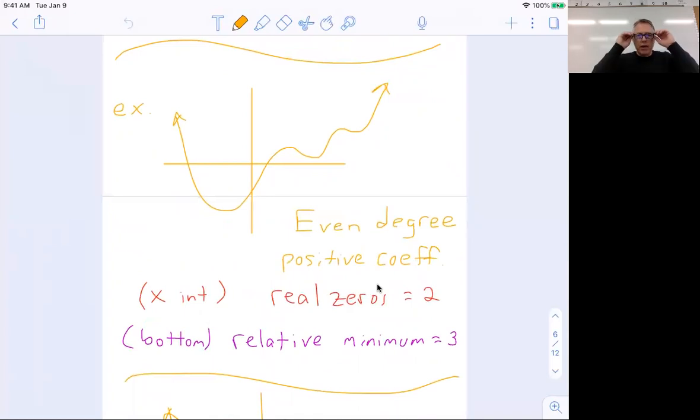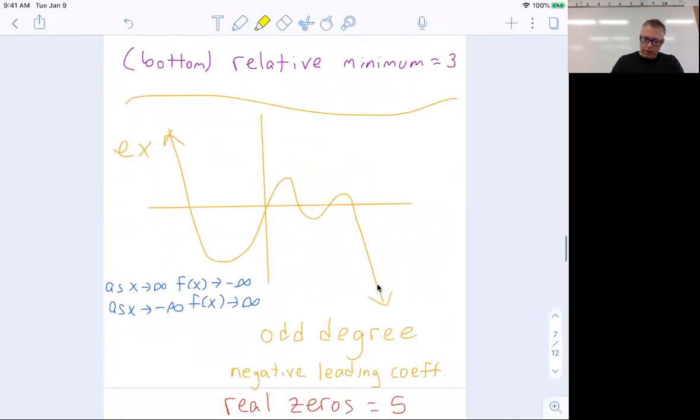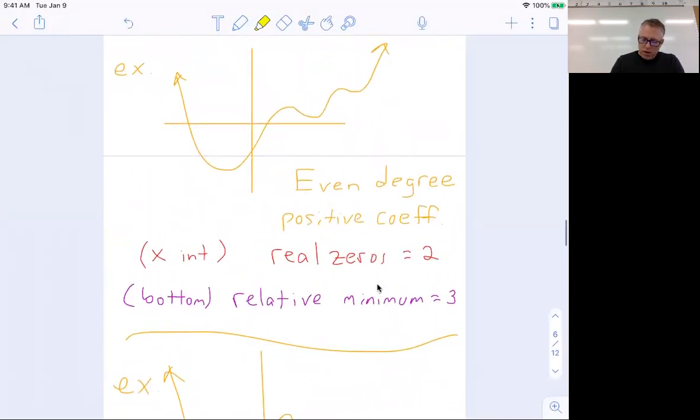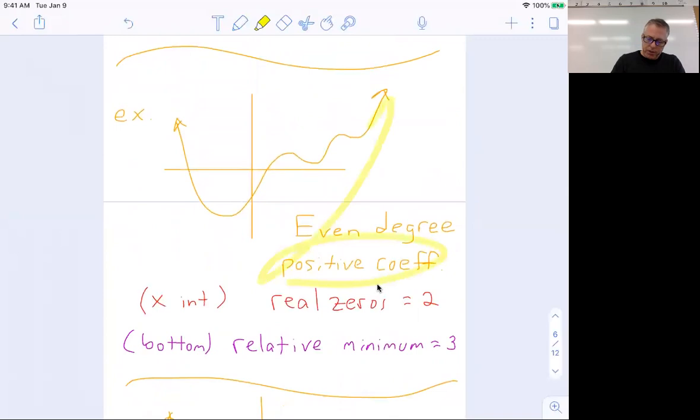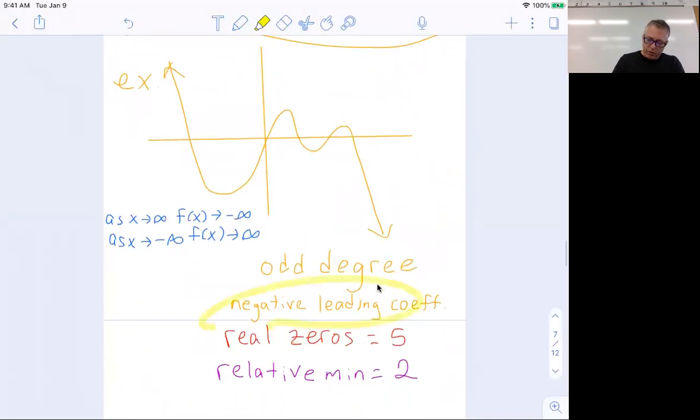We talked about, and have talked about in past classes, the degree. I know that this function is an even degree, and I know that because both of the ends of it are going in the same direction. If they are going in opposite directions, one up and one down, or vice versa, then it's an odd degree. So that tells us something about the degree of the function. This has a positive coefficient because on the right side, it goes upward, or ends up in the first quadrant. This has a negative coefficient because on the right side, it goes downward, or ends up in the fourth quadrant.